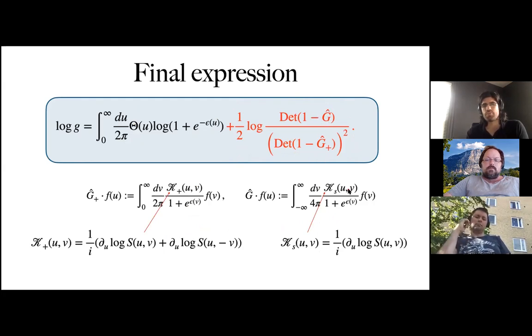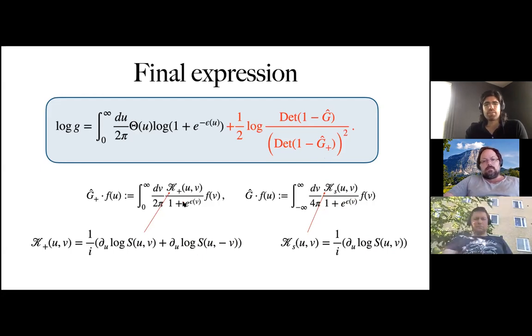So G is related to KS, and KS is the standard kernel that appears in the TBA, so it's the log derivative of the S matrix, dressed by something that depends on the y function. This is the y function, or the inverse of the y function. J plus is roughly the same, but it's now a combination of the log derivatives of this matrix, again dressed by the same y function.